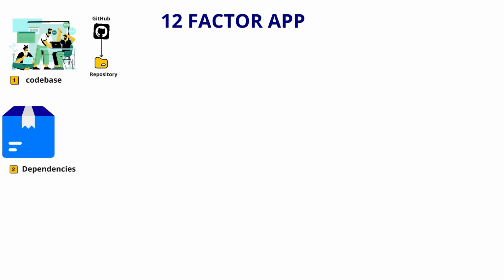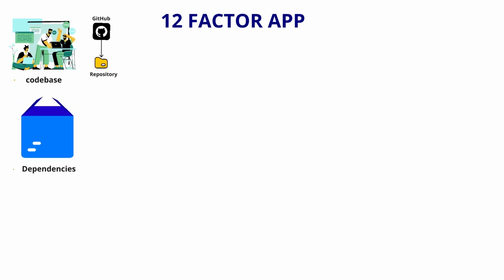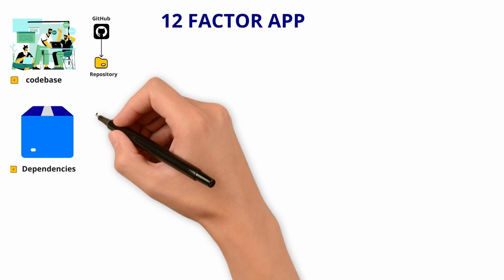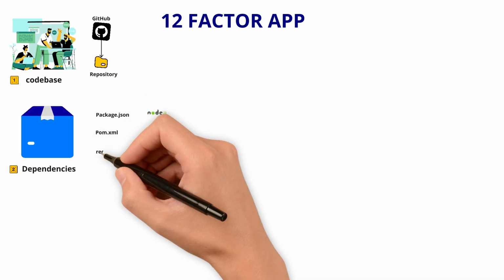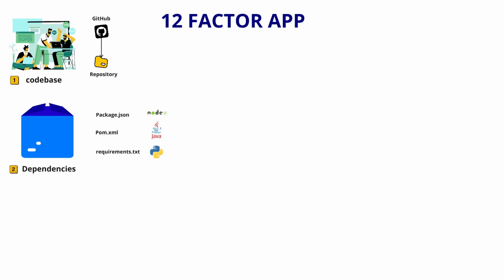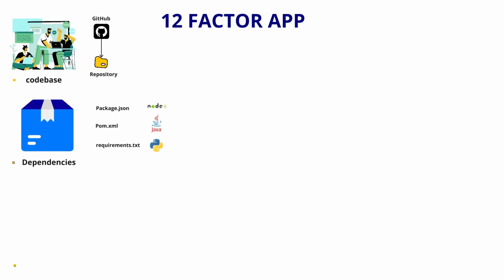The second factor is dependencies. Always declare them explicitly, like package.json for Node.js, pom.xml for Java, requirements.txt for Python. Make sure your application should carry everything it needs to run. So this is about dependencies.